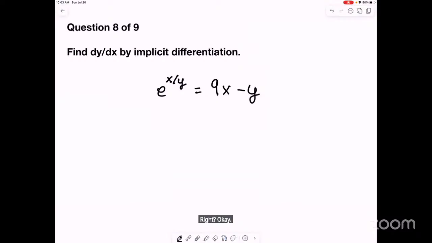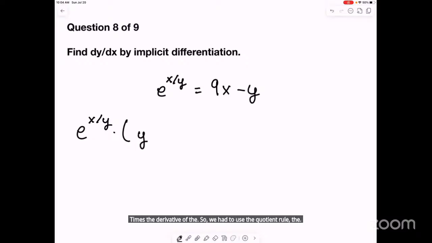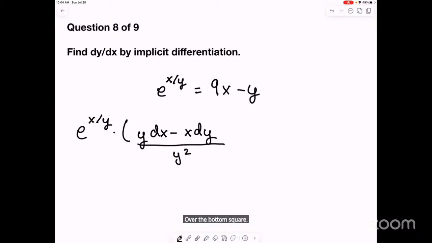Okay. So the derivative of e is itself. Now, let me think about that. Okay. So again, the derivative of e is itself times the derivative of the power, right? So we have to use the quotient rule, the bottom times the derivative of the top minus the top times the derivative of the bottom over the bottom squared.